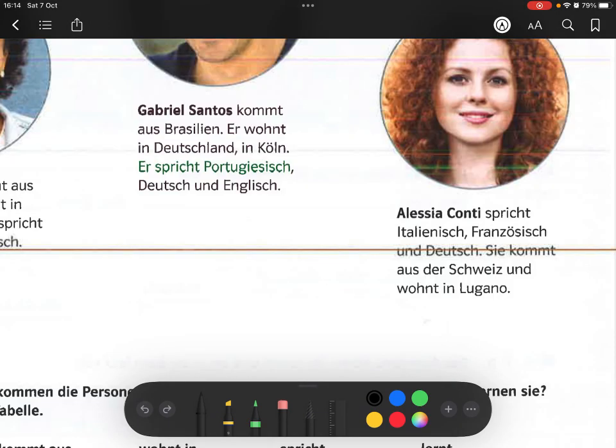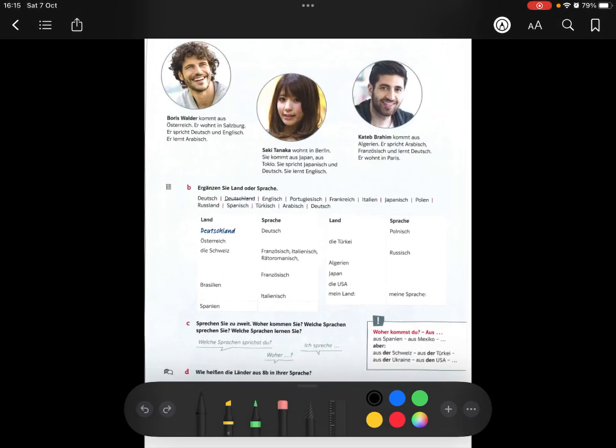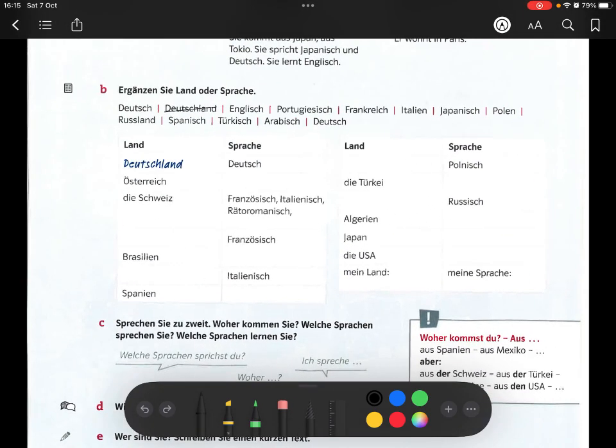Now let's learn the second and third comment. Gabriel Santos kommt aus Brasilien. Wohnt in Deutschland, in Köln. Spricht Portugiesisch, Deutsch und Englisch. Alessia Conti spricht Italienisch, Französisch und Deutsch. Sie kommt aus der Schweiz und wohnt in Lugano. So now it's your task to read these three comments and fill up the table in the previous page.